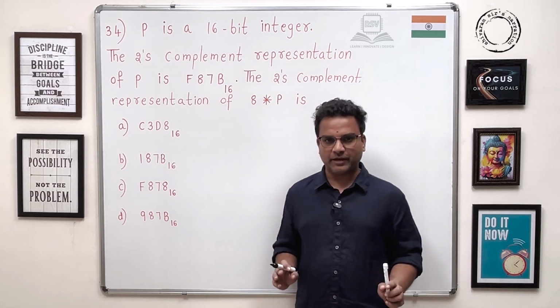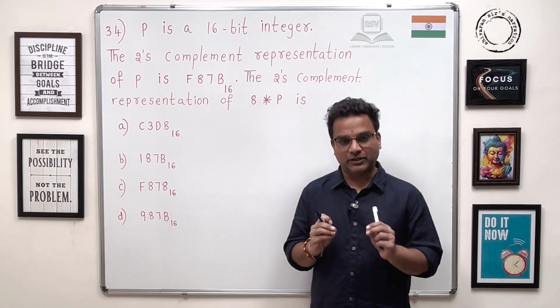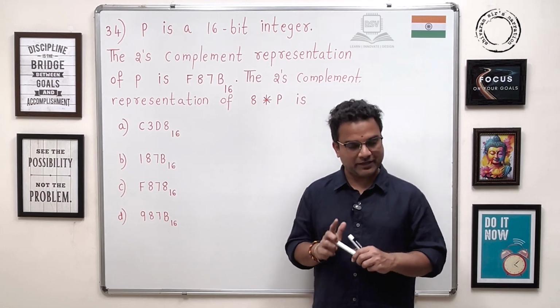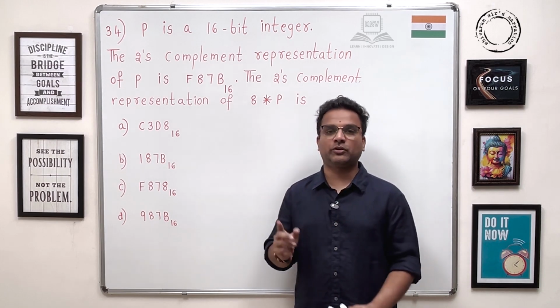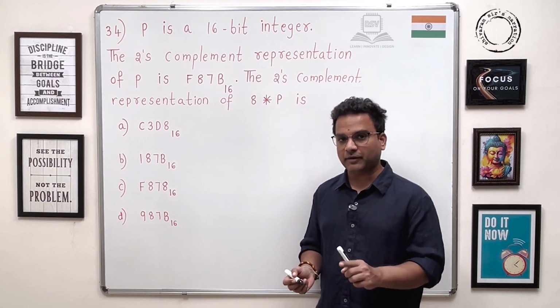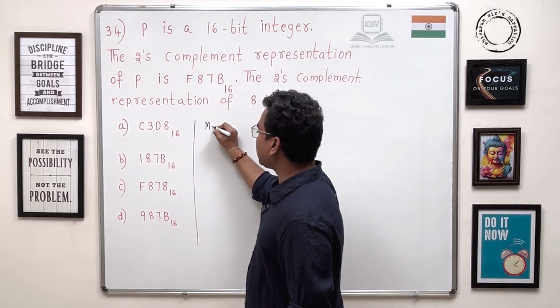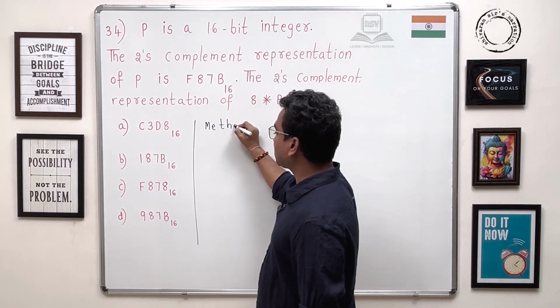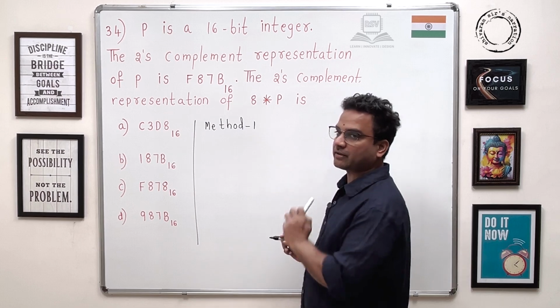Guys, every question has different solutions. Every problem has different solutions. Likewise, even this question has two different solutions. Let's see method 1, the first one. Here he told P is a 16-bit integer and the 2's complement representation of that P is F87B.